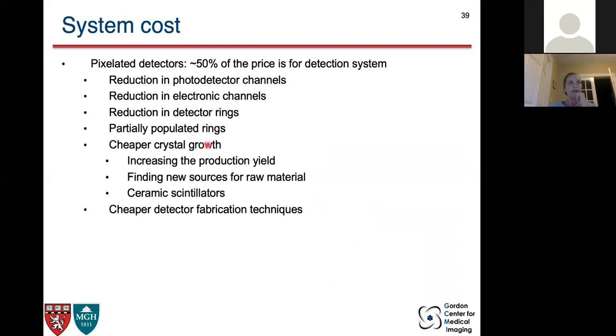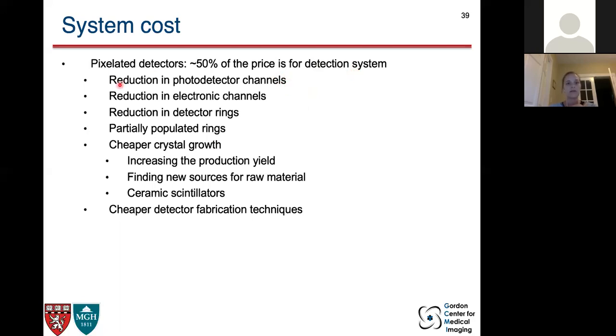Another thing, given that you use a lot of detector material in PET, system cost is an important factor. If you use a pixelated detector, around half of the price of a PET system would be due to the detector material, or the detector itself. So you need to be able to reduce the price.